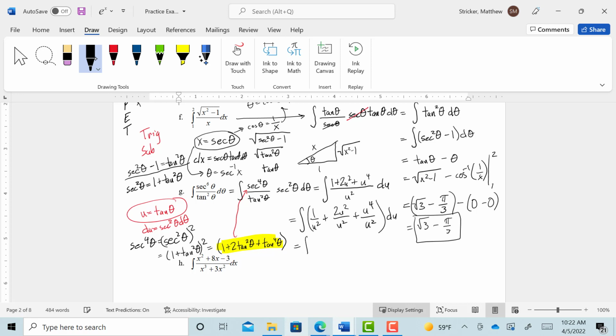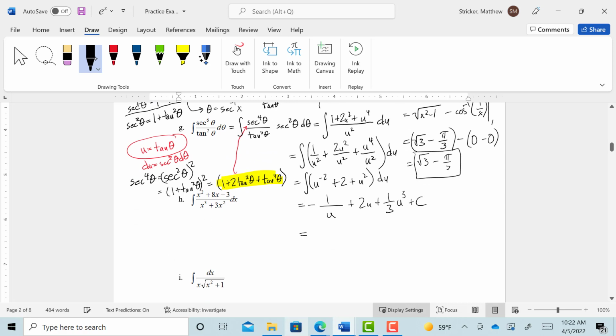Because then this simplifies to u to the negative 2 plus 2 plus u squared. And of course, then we can take the antiderivative. So we have, you add 1 to that power, you get negative 1, divide by negative 1, we get negative 1 over u. And then we get plus 2u plus 1/3 u cubed plus c.